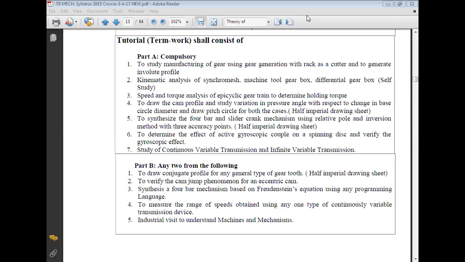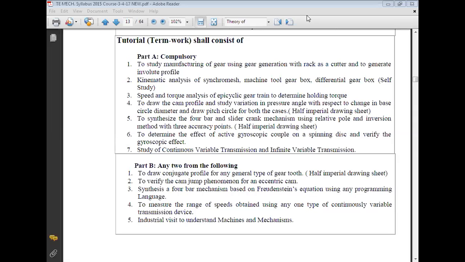Next one is study of a continuous variable transmission and infinite variable transmission system. So CVT and IVT, that is what we are going to discuss. Again, this is a study type of experiment or assignment you can say. Okay, now this is the compulsory part of the term work.